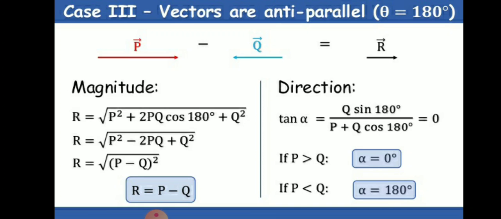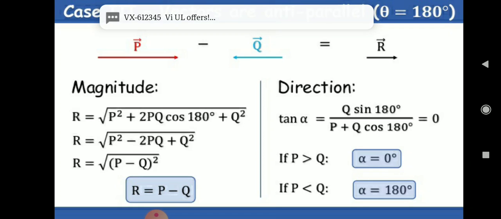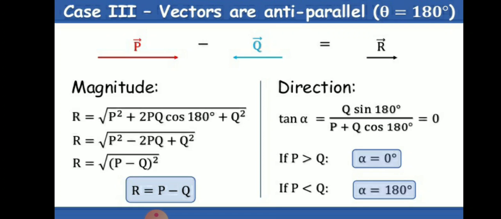Now the value of cos 180 degrees is minus 1. Therefore, you will get the expression R is equal to the square root of P square minus 2PQ plus Q square. Here the value of cos 180 degrees is minus 1, so you are getting the negative sign there. This is in the form of a minus b whole square. So R is equal to the square root of (P minus Q) whole square. Therefore, the square gets cancelled, and R is equal to P minus Q.